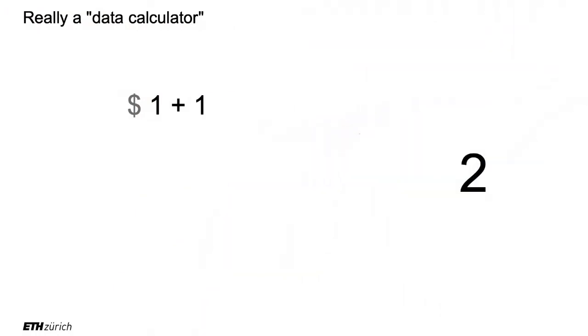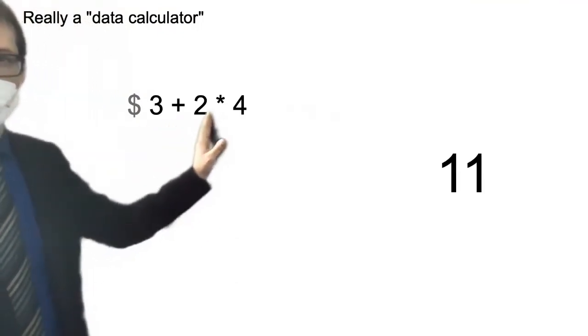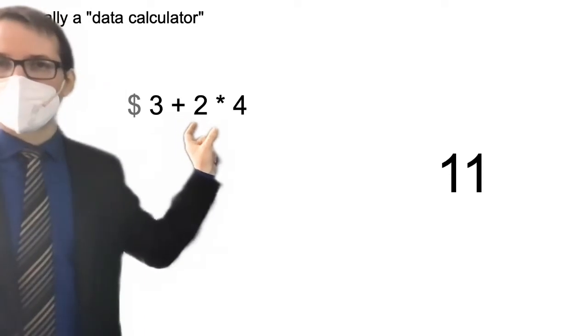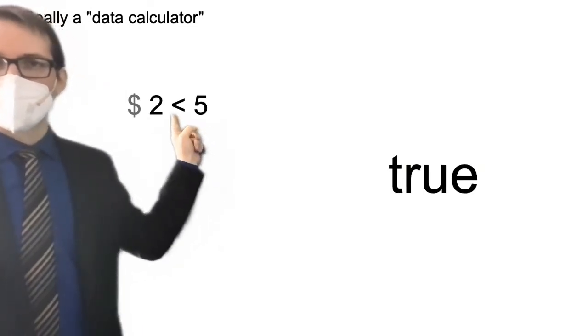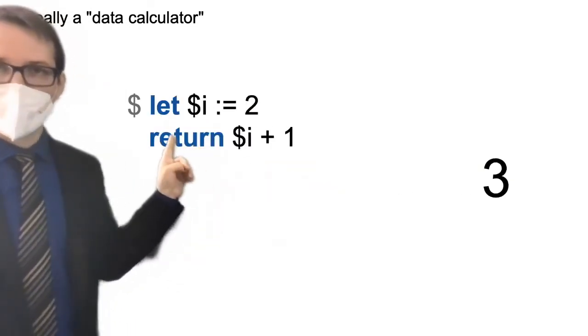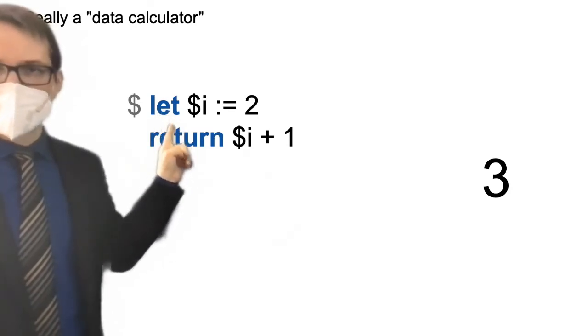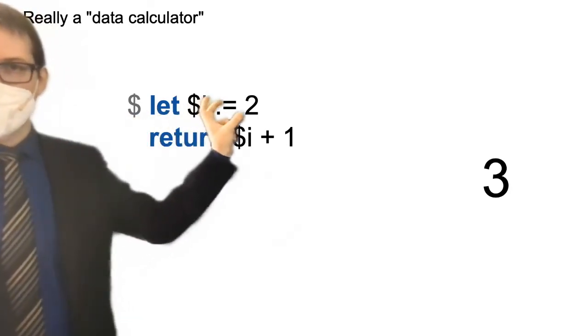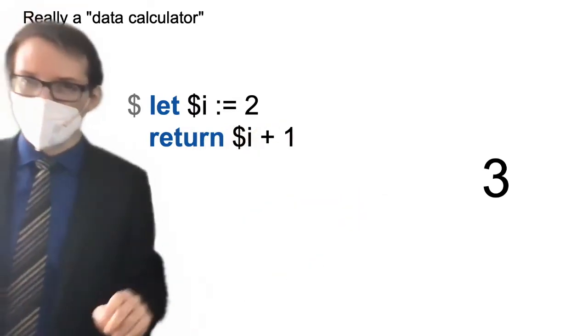More concretely, and this is what I'm going to show you before we go get some lunch, it's really a data calculator, right? Think of it that way. If you have a calculator, you can do 1 + 1 gives you 2, 3 + 2 × 4 gives you 11, it just manipulates numbers in that case, right? 2 > 5 gives you false. You can have let, just like in functional languages, let $i = 2, return $i + 1, that gives you 3.